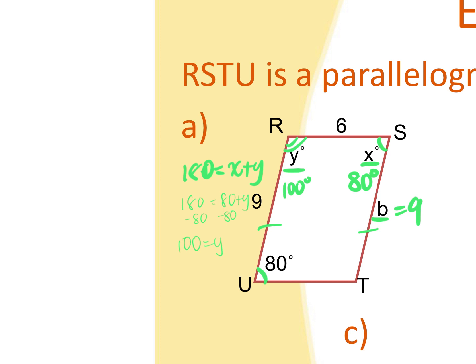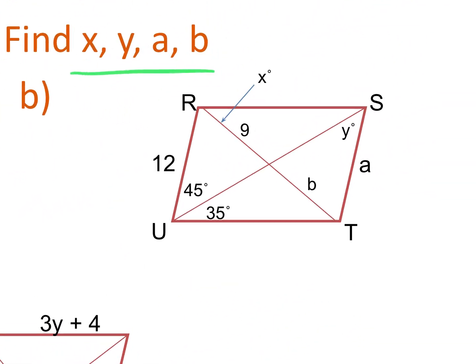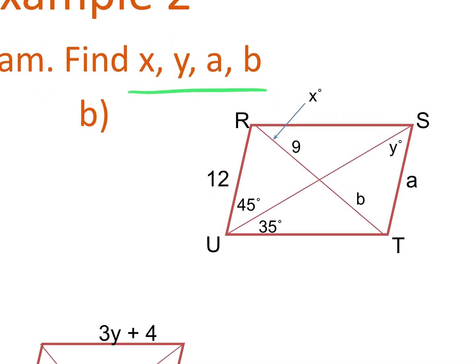T would also be 100. Very good. It didn't ask us for T, but we could also figure out T. Does anyone know what UT would be? 6. Okay. Any questions on this one? Pretty straightforward. Okay, let's see an example where we have the diagonal given.